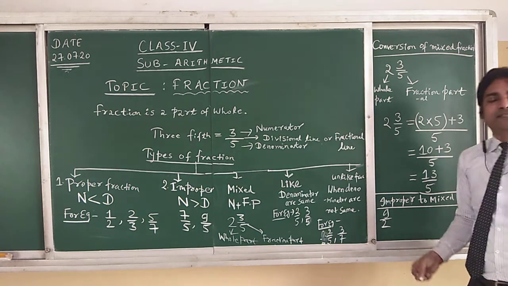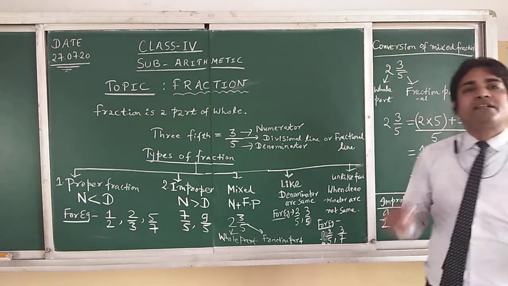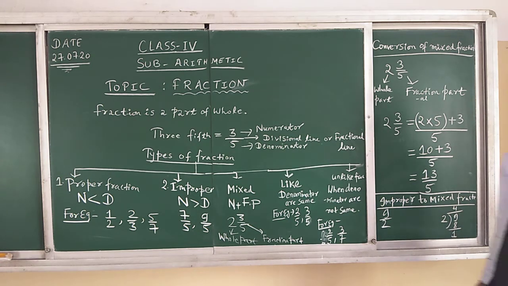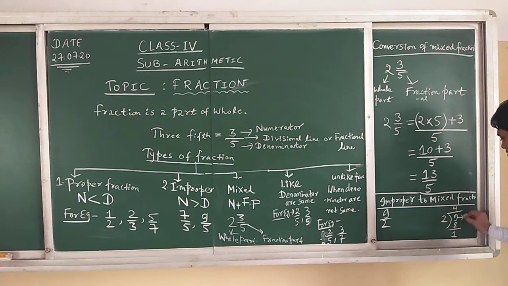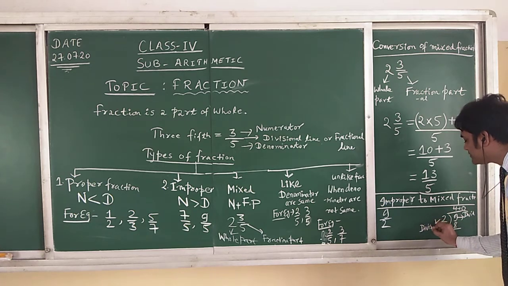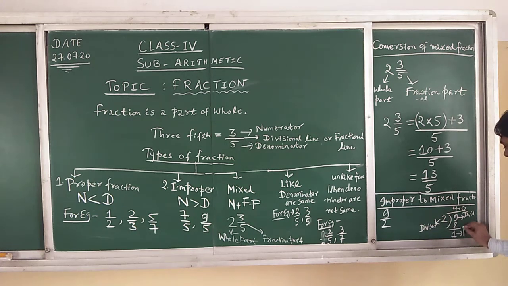So how do you convert this 9 upon 2 into a mixed fraction? We simply divide this number. 2 times 4 is 8 and the remaining is 1. Now what is the rule for writing it as a mixed fraction? Everyone knows, children, that this is your dividend, this is your quotient, this is your divisor, and this is your remainder.